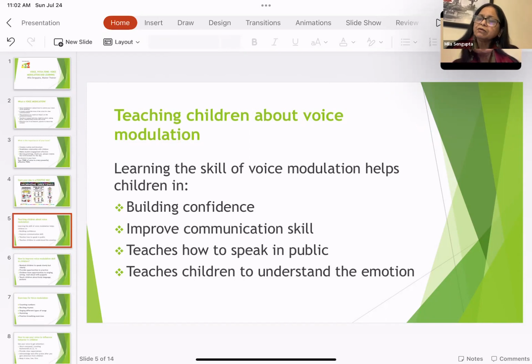Because by nature, a lot of children are very shy, and we have to use some specific ways, some one-on-one interaction, to slowly build up the confidence level for the children to be able to overcome that shyness. And it also teaches children to understand emotion. Like I said in the example that I gave a little bit before, how does it help us to also understand how the other person or the speaker is feeling? So this is very important.